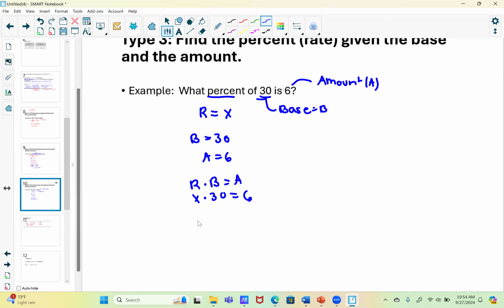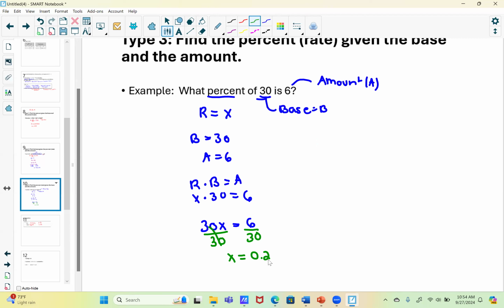And then again, we don't usually like to write it like this. X times 30 is just 30x equals 6. We usually like to put the number first, and then we solve it by doing the inverse. So we divide both sides by 30. And then we are going to get a decimal for these. So again, divide it, 6 divided by 30 is 0.2. And we have to change it to a percent.